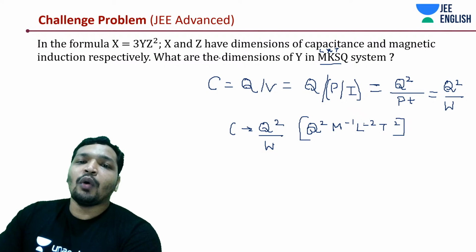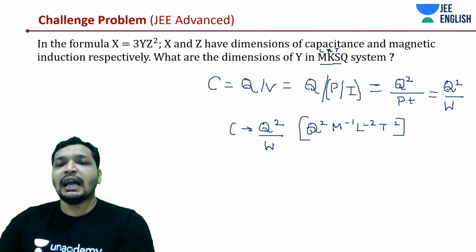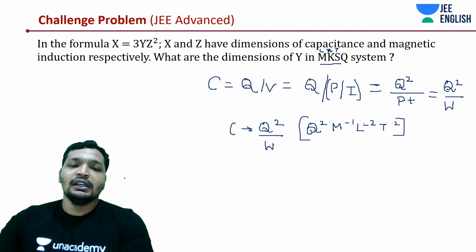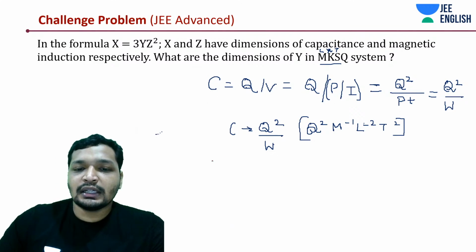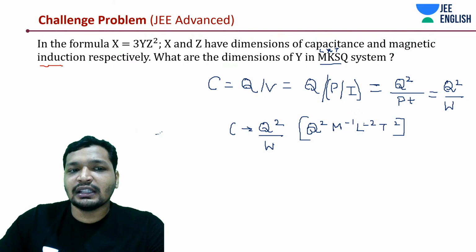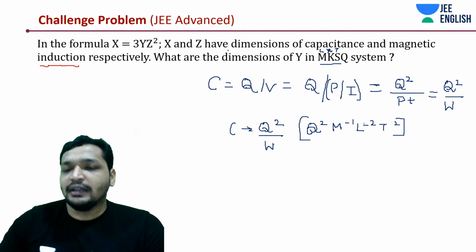And what about your Z? Z has a dimensions of magnetic induction. I'm just going to make use of another color right now. So let's understand this. Magnetic induction in this case is nothing but magnetic field. Okay, magnetic induction, magnetic field, same thing.